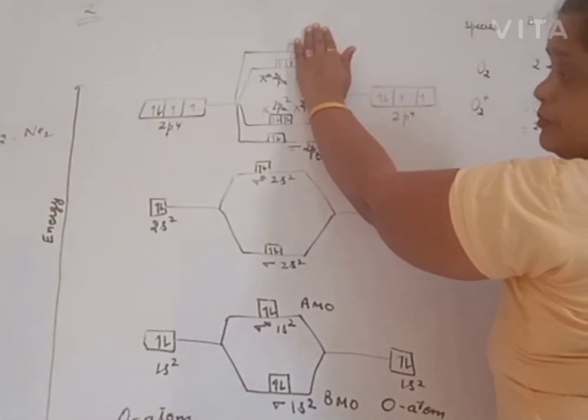Magnetic behavior: it loses one unpaired electron, one remains. It is again paramagnetic. Out of these two, the bond order is higher for this one, so this is more stable.